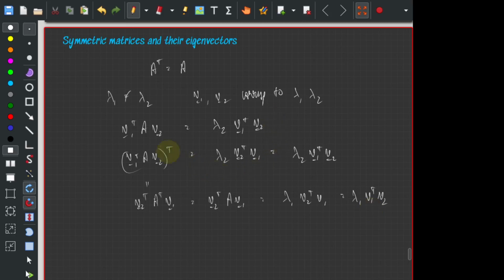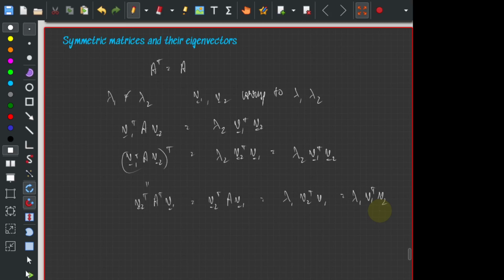So I've basically taken V1 transpose A times V2 for eigenvectors V1, V2 corresponding to lambda 1 and lambda 2. On the one hand, it's equal to lambda 2 times V1 transpose V2. And similarly, just by taking the transpose of this and applying the fact that this is a symmetric matrix, I get that this is also equal to lambda 1 times V1 transpose V2.